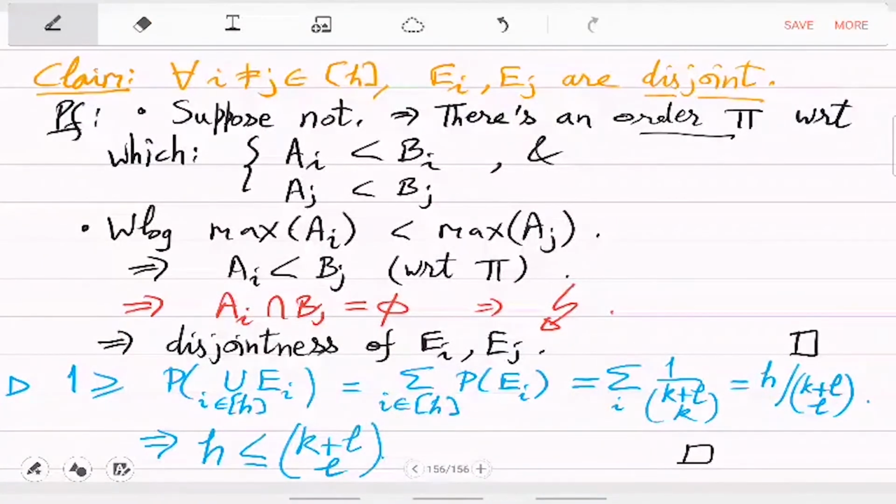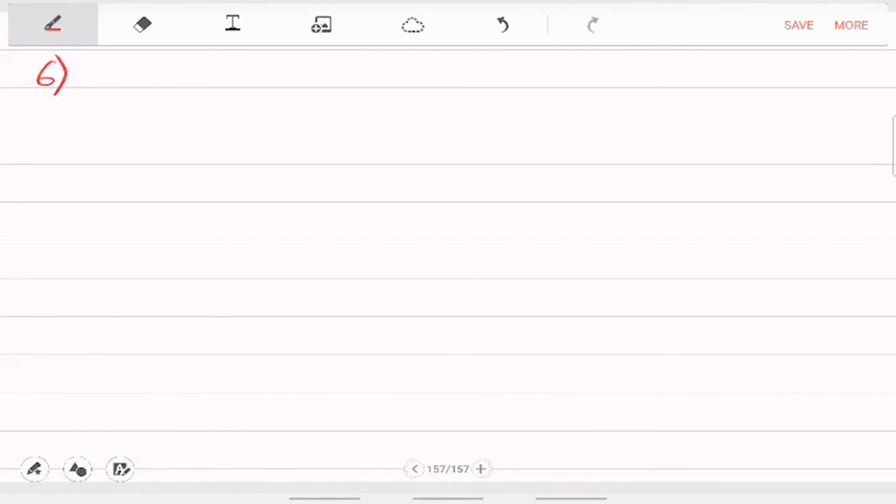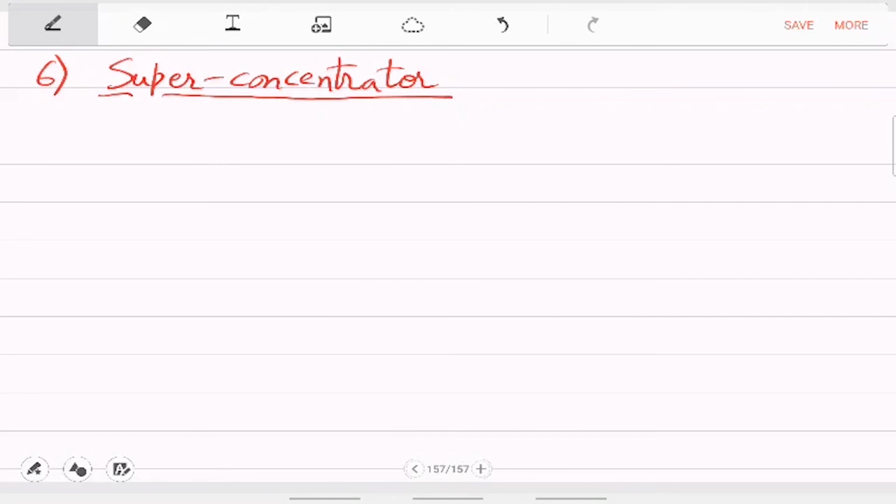Okay. So with this, let me move to the final example of the probabilistic method. So the sixth example is super concentrators. So these are again kind of extremal graphs. These are extremal situations. It's a graph which is highly connected, and we'll make it precise. And then using the probabilistic method, we'll actually give a way to construct them. So let us first see the definition.